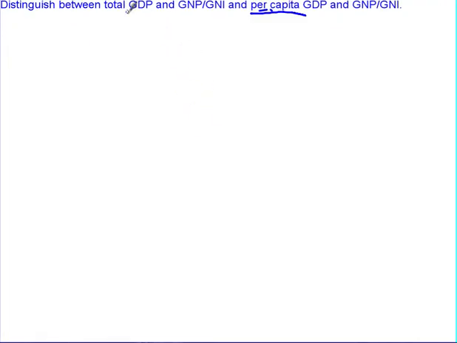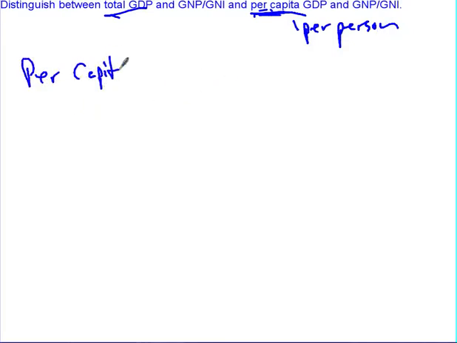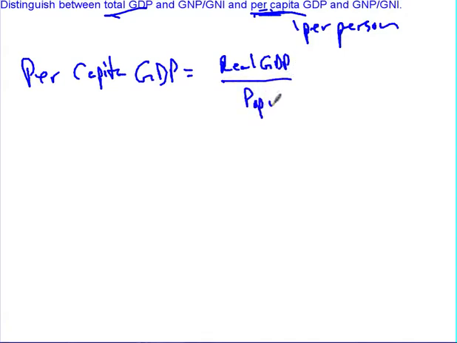Distinguish between total GDP, which is what we're looking at, and per capita. Per capita simply means per person. And so to find the per capita GDP, all you do is take real GDP divided by the population.